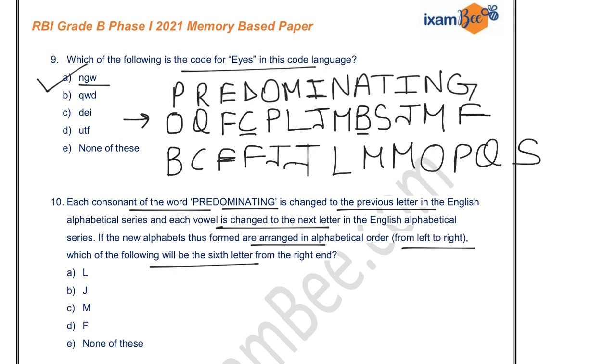Now you have to find which of the following will be the 6th letter from the right end. So this is your right end. So 1, 2, 3, 4, 5 and 6. So M is the correct answer. That is option number C.